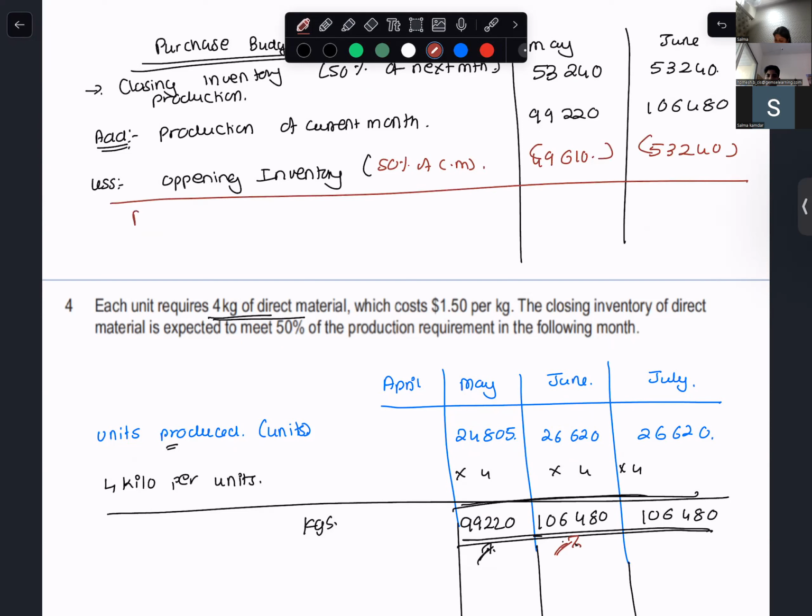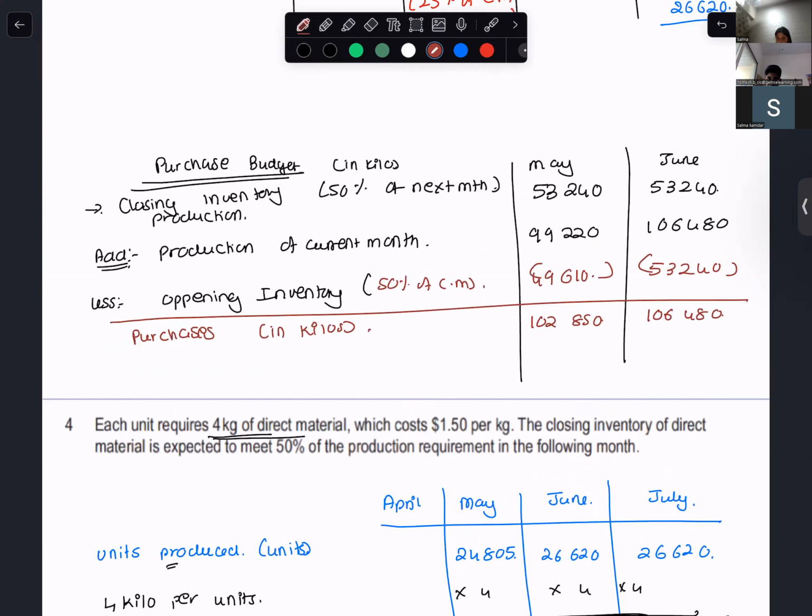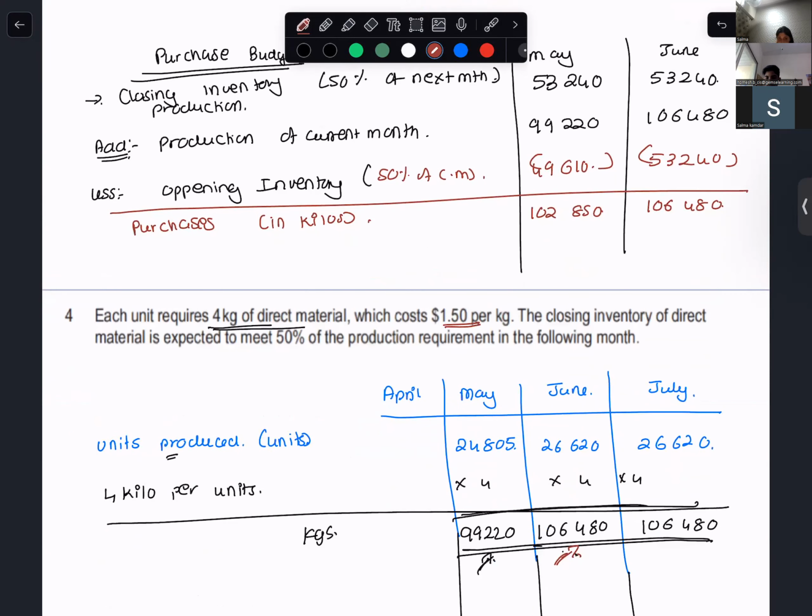So you will get what you want to purchase in kilos. How much? 102,850 and 106,480. But you want the purchase budget in dollars, so you just multiply it by 1.50 per kilo. So you will get how much? 154,275 and 159,720. So with this we complete the purchase budget.